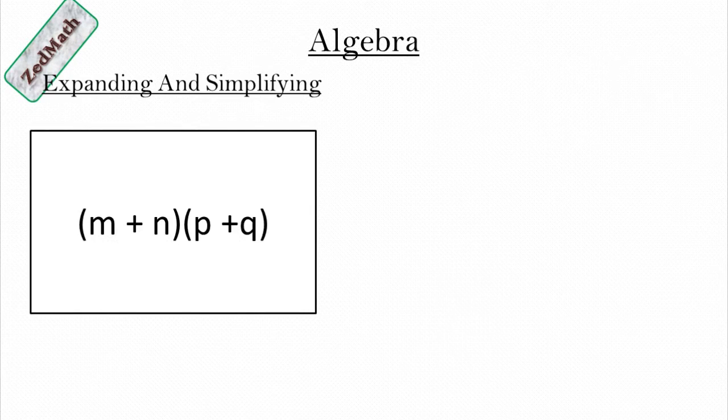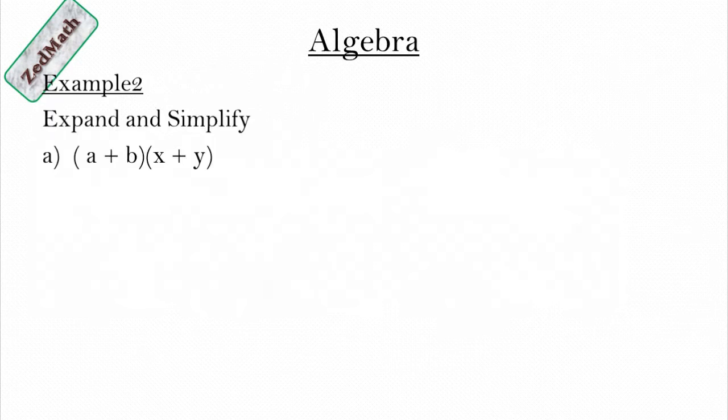We multiply each term in the first pair of brackets with all the terms in the other pair of brackets, like so. So we multiply m by p to get mp. We then multiply m by positive q to get positive mq. We then move to the other term in the first pair of brackets, which is n. So we multiply n by p to get positive np, and n by positive q to get positive nq.